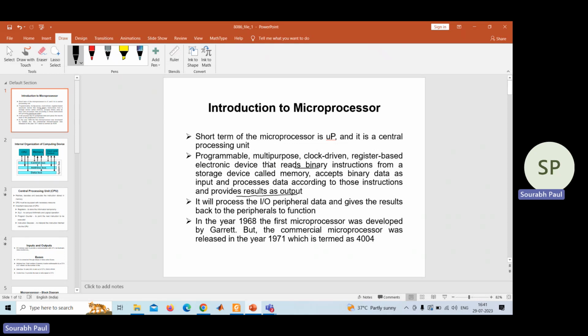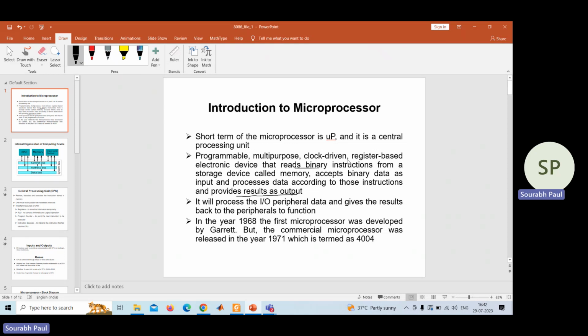I don't know if you have the idea of microcontroller or not. Microcontroller is generally used for a specific operation, whereas your microprocessor will be used for multiple operations. Suppose, for example, whatever computer or personal computer you have, you are using it for simulation purpose, gaming purpose, documentation purpose, for so many purposes. So microprocessor will be used for multi-purpose, not for a specific purpose.